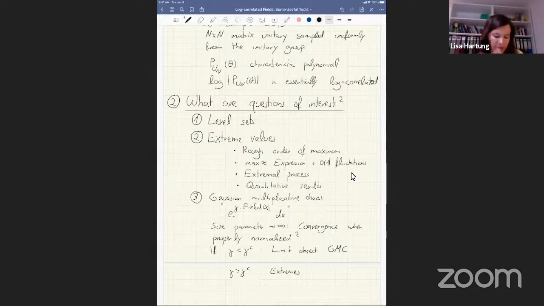And there are also some nice connections between the level sets and this Gaussian multiplicative chaos. But somehow in this course, I will focus mainly on this part and leave this last part out a bit, also because we don't have that much time. But I at least wanted to mention that this is actually also an interesting line of research, and that there are many things to do.